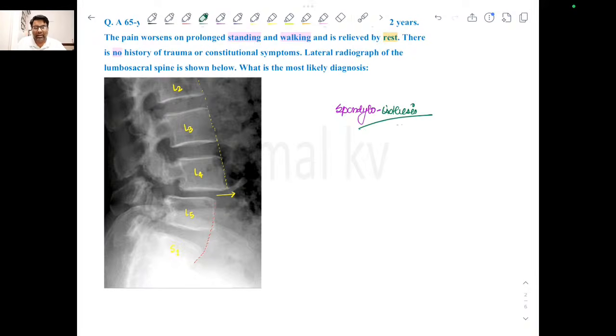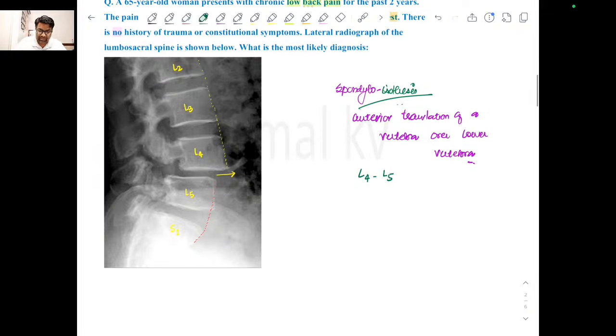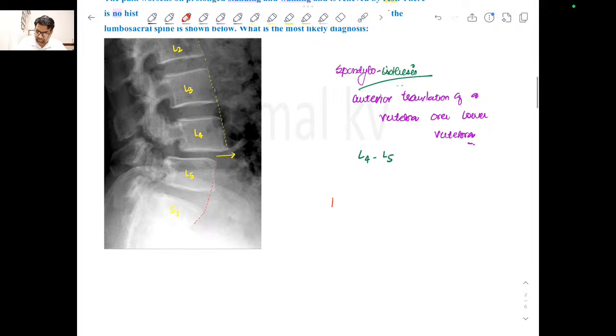So what is this known as? Spondylolisthesis. Clear? There is anterior movement or anterior translation of a vertebra over the lower vertebra. Okay. So in this case, if someone asks you what is the level of spondylolisthesis, this is L4, L5. Clear? So the L4 has gone anterior with respect to the L5 vertebra. So this is spondylolisthesis.